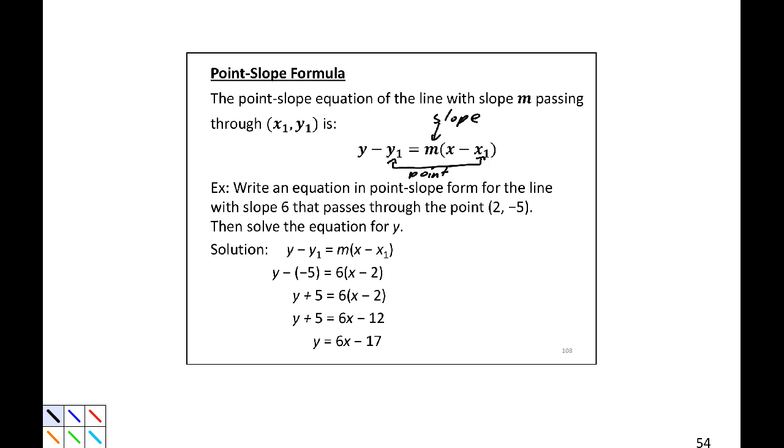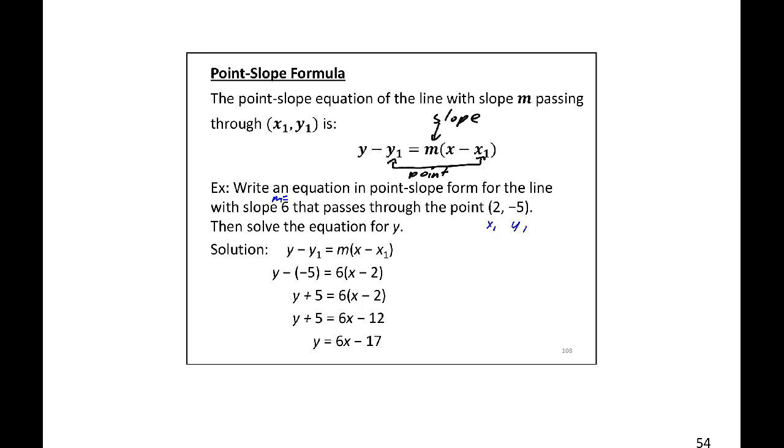Now, to write an equation in point slope form, particularly for the line with a slope of 6 that passes through the point 2, -5, we would first plug those values into our point slope formula and solve for y. So in this particular example, we have the point 2, -5. Let's go ahead and label those. These are my x1, y1, and this is my slope.